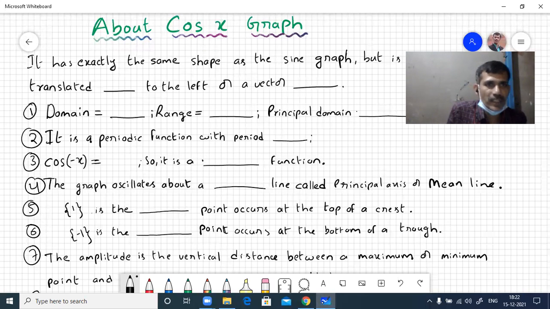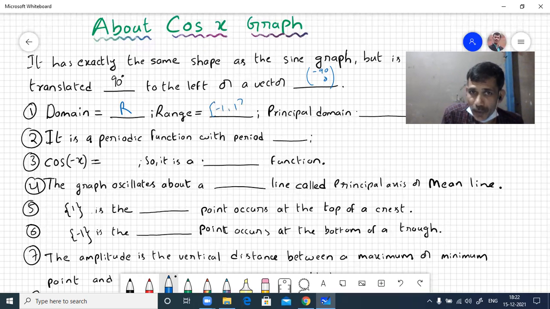Okay, what and all we have observed. If you translate the sine graph 90 degrees to the left, we are going to get the cos graph. And as a vector, you can write -90, 0, like that. Domain we have seen, it is taking real numbers, range from -1 to 1. Principal domain we have seen from 0 to pi or 180 degrees, like that you can write. It is a periodic function, one wave is completed in 2 pi radians or 360 degrees, we can say.